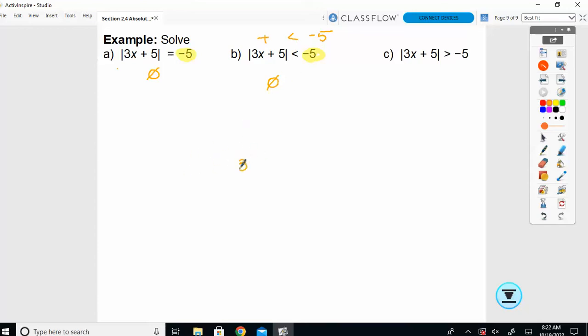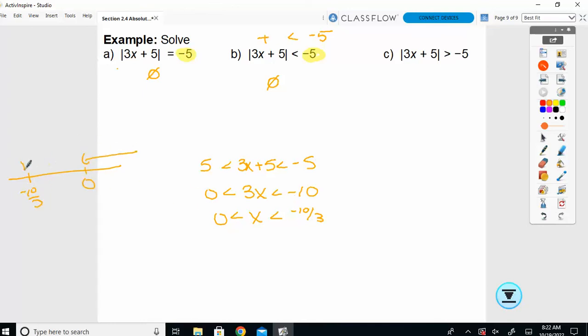Let me just show you what happens if you solve that one. So we always put it in between the negative and the positive. But if you set it up, it's going to look like this that time. Was this an "and" or an "or"? And. So we need things to overlap. But what this says is x is bigger than 0 and smaller than negative 10/3. And means they should overlap, do they? No. So we could see that's no solution there as well.